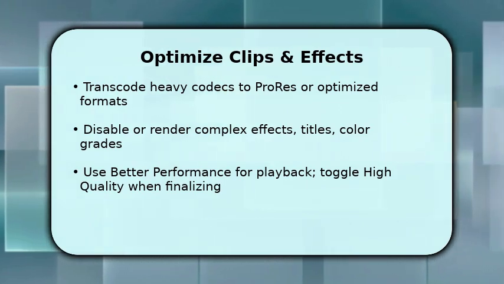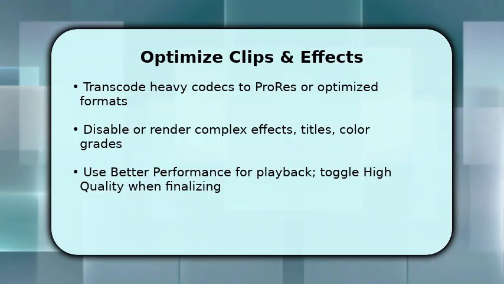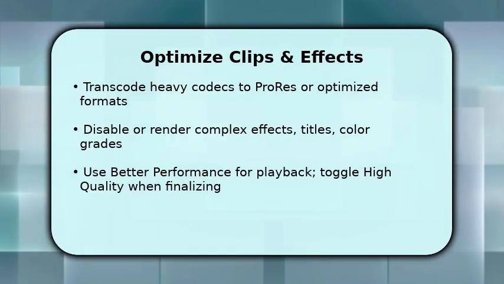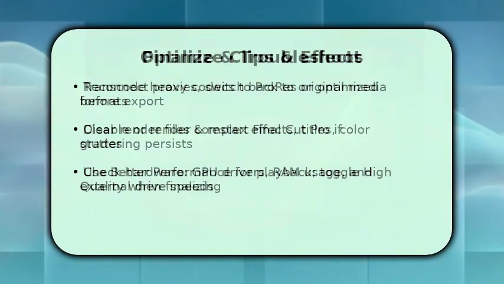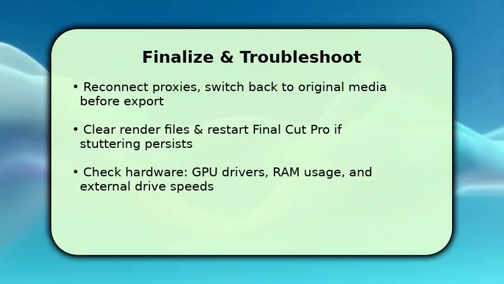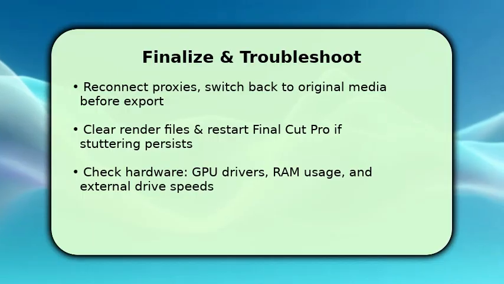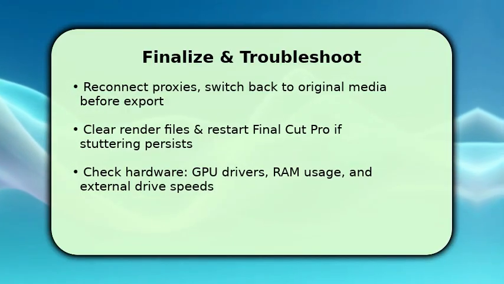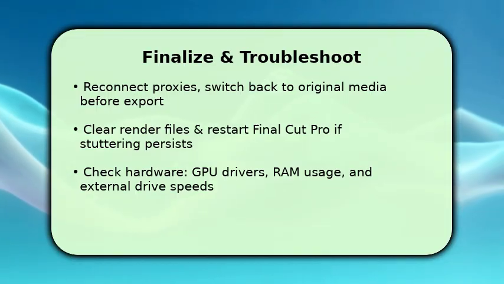This combination reduces CPU/GPU. To finish, switch back from proxy to original media and render the timeline at full resolution for a clean export. This ensures quality without playback compromises. If you still experience stuttering, clear render files, restart Final Cut Pro, and retry playback to remove corrupted cache.